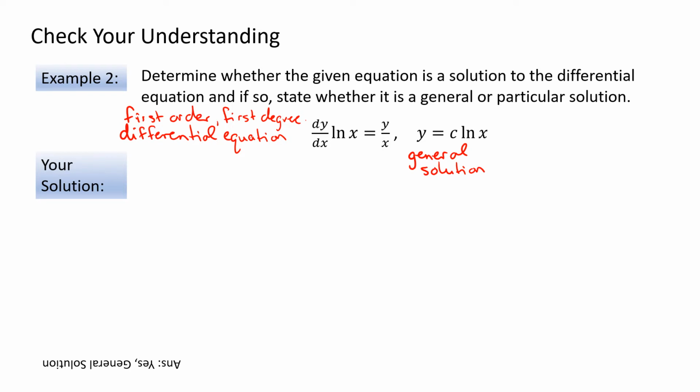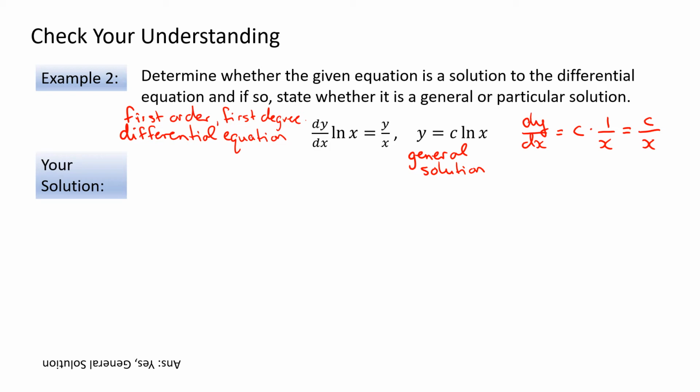Okay? So we have the equation for y, finding dy by dx. It's equal to the constant c times the derivative of ln x, which is 1 divided by x, because there's just x in the ln function, so we don't have any other pieces to this derivative. So that comes out to c divided by x.